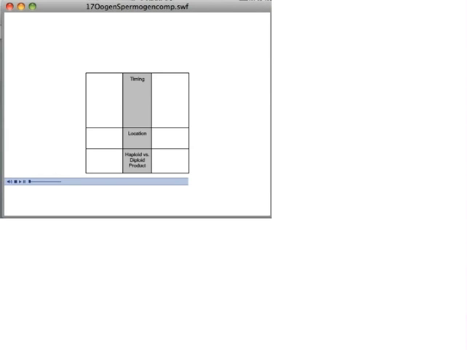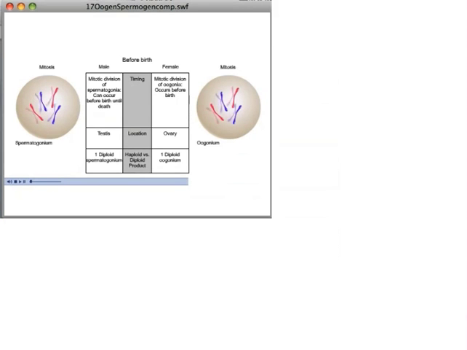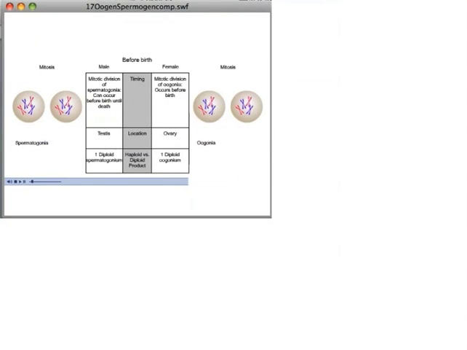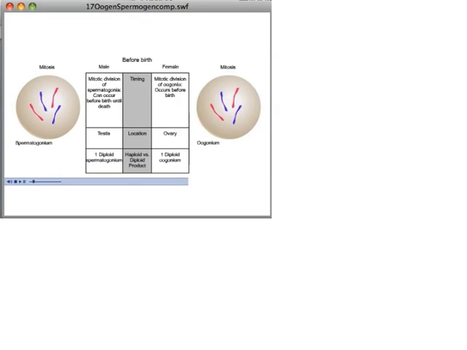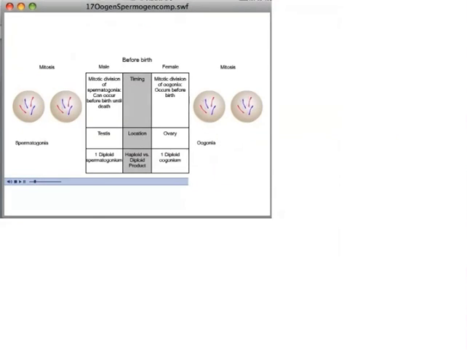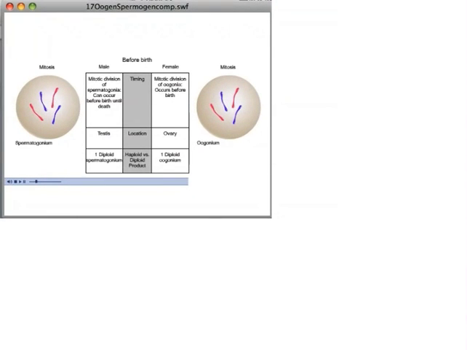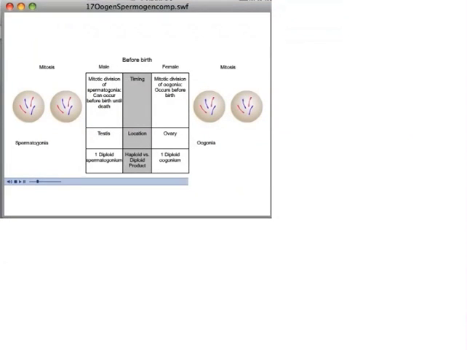Let's compare spermatogenesis with oogenesis. Both processes start before birth, when embryonic germ cells differentiate into spermatogonia in the testis of a male, or oogonia in the ovary of a female. Both types of cells are diploid. However, whereas mitotic divisions continue to generate new spermatogonia in the male until death, in the female, the generation of more oogonia by mitosis halts well before birth.